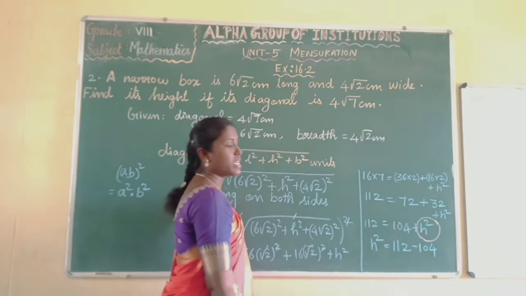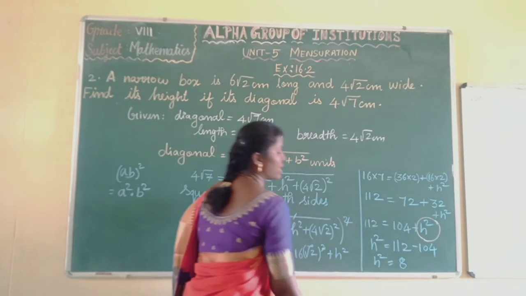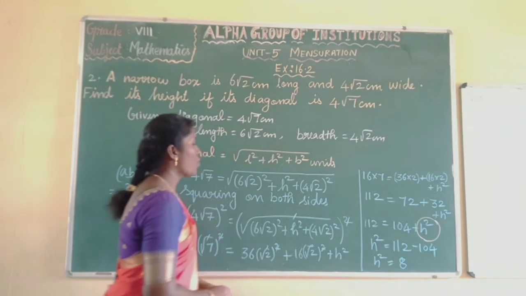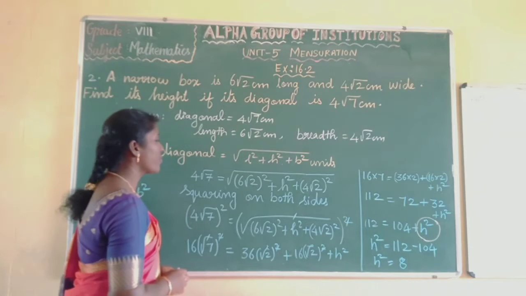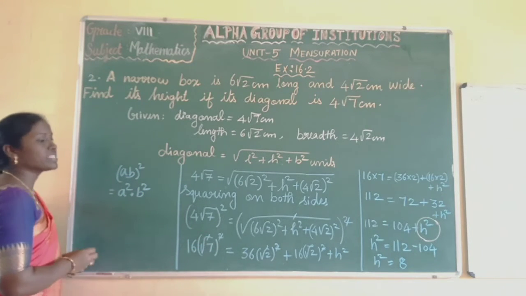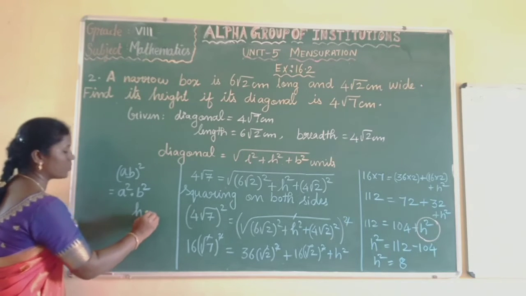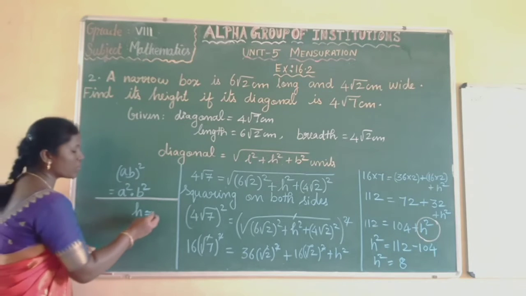What is 112 minus 104? h square is equal to 8. We are getting the value of h square is equal to 8. But we want to find the value of h here. So how to find the value of h? See here, we got that h square is equal to 8. So h is equal to the square root of 8.